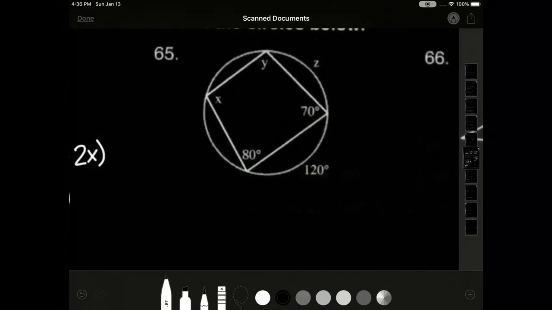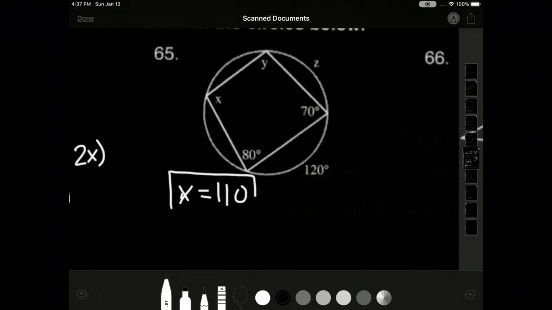For 65, anytime a quadrilateral is inscribed in a circle, which means it's drawn inside the circle, our opposite angles are supplementary. So opposite x is 70. So 180 minus 70 is 110. Opposite y is 80, and 180 minus 80 is 100.